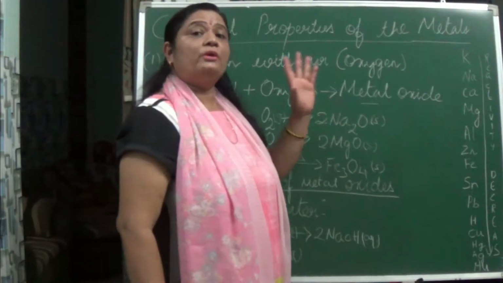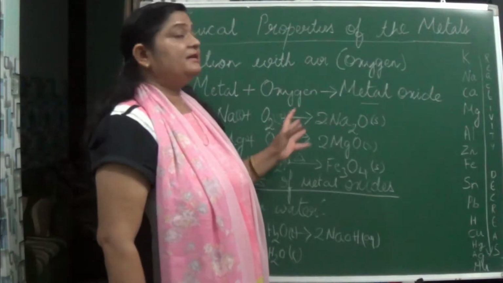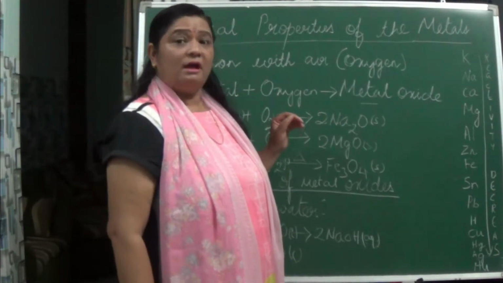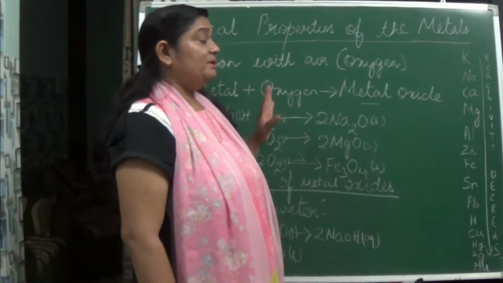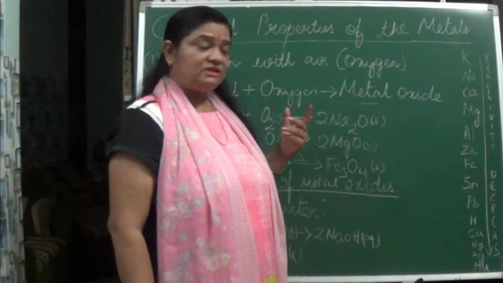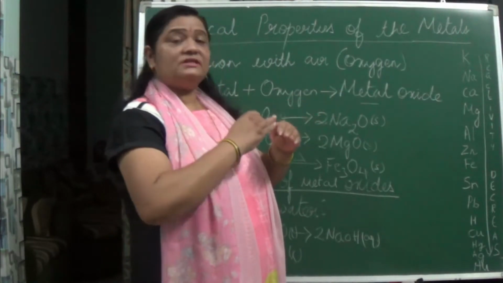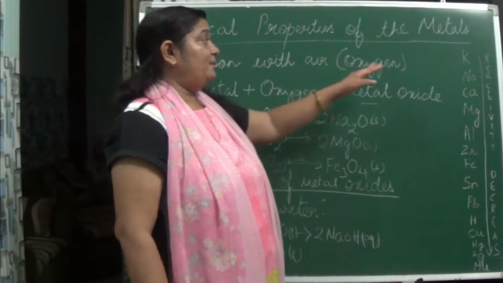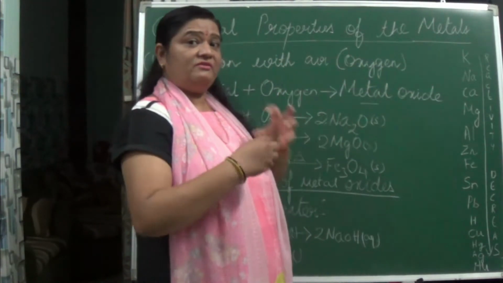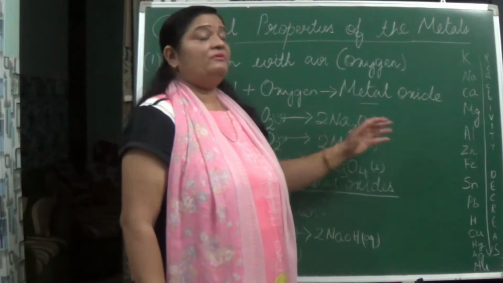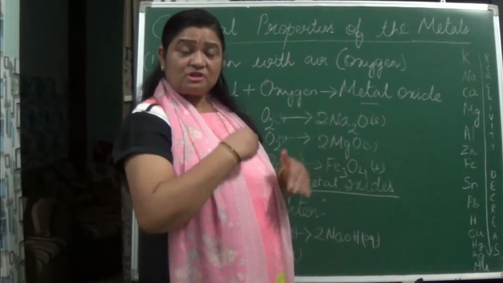Like if I say sodium reacting with oxygen and then I say gold reacting with oxygen, does gold react with oxygen? No, it is inert in nature. But sodium, the reaction is violent. Aluminum also reacts with oxygen, but the difference is in the reaction rate. Like potassium, it will react very violently with the oxygen to form potassium oxide. But when we talk about aluminum, it will react slowly.